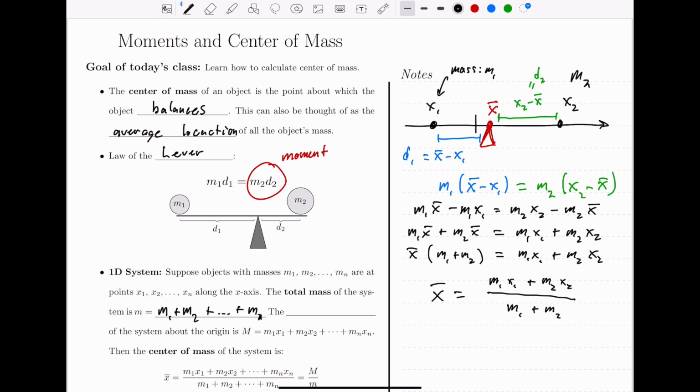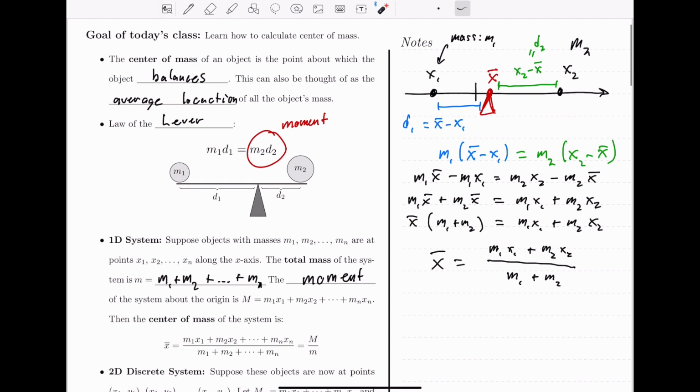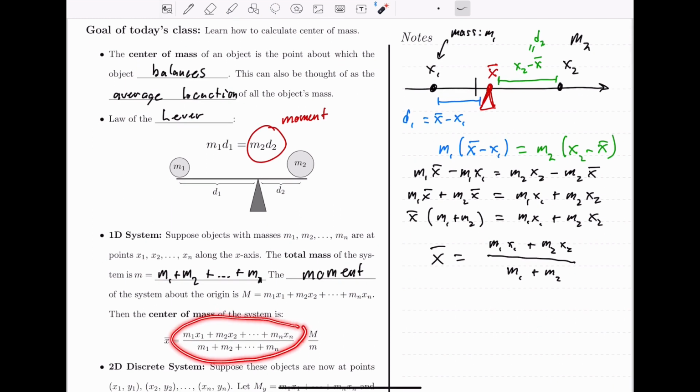And the moment of the system about the origin is the sum of all the individual moments. We call this capital M, and this is the sum of the individual moments. Then the center of mass is given by this equation here. Notice that this is just an analogy for the 2-point case. If we have n points, we just generalize the formula that we just found for 2 points, and we can find the center of mass if we have n points. So this expression will give us the center of mass for points distributed along the x-axis. Let's take a look at an example of this.